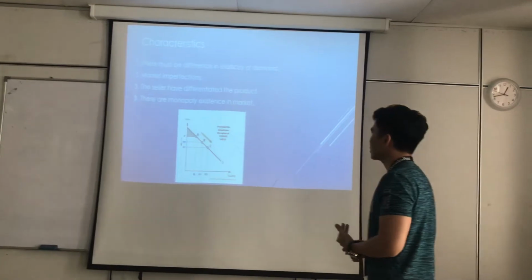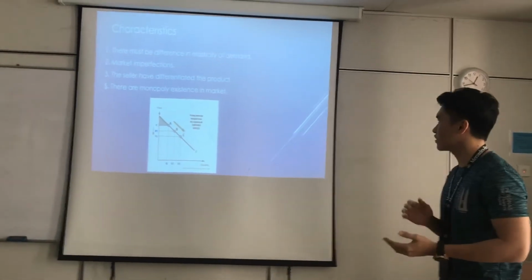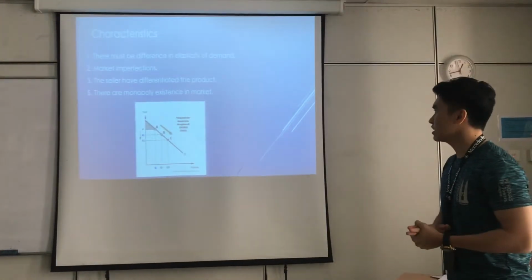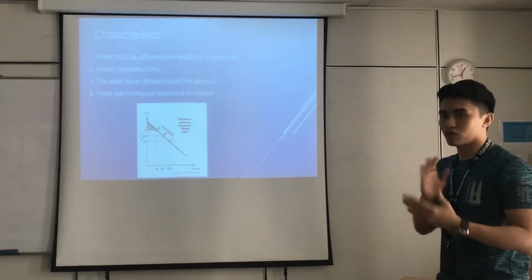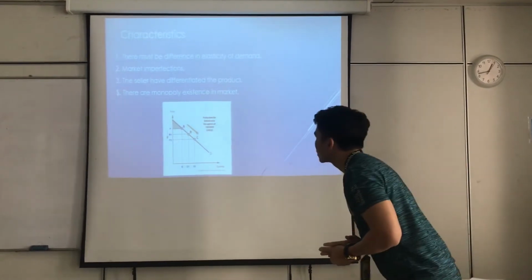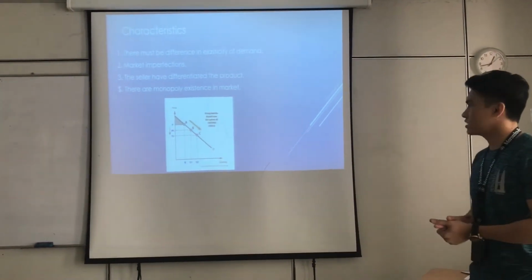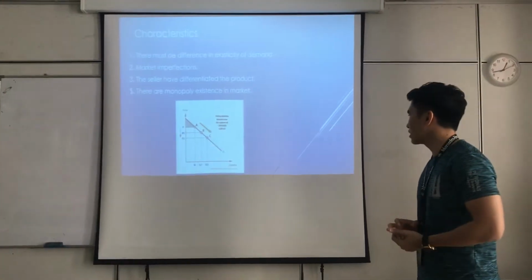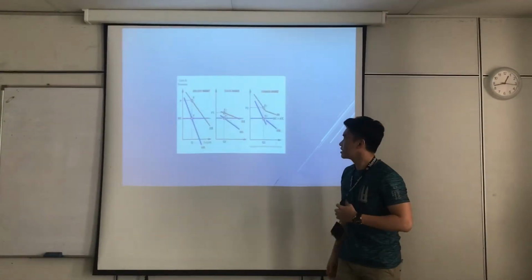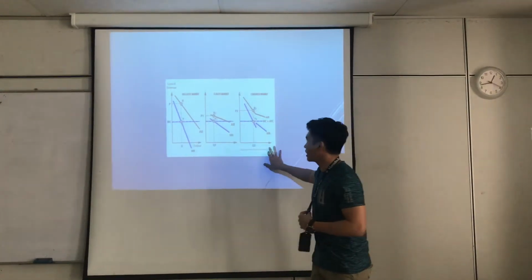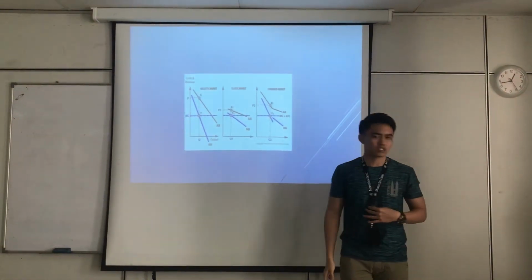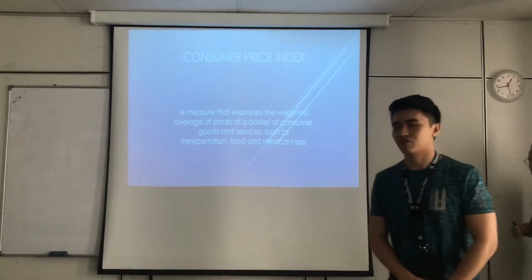Okay, the characteristics are that there must be a difference in elasticity of demand, and market imperfections. The sellers have to differentiate the product that they provide, and the third one is the existence of a monopoly in the market. Okay, this is the graph for price discrimination. Next. And here there are also an inelastic market, an elastic market, and a combined market. Okay, the next part I will pass to my friend, Fithri.